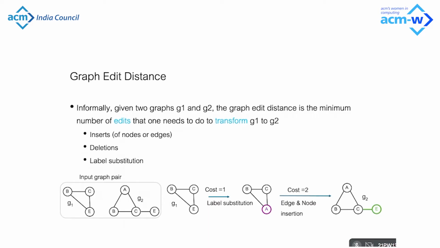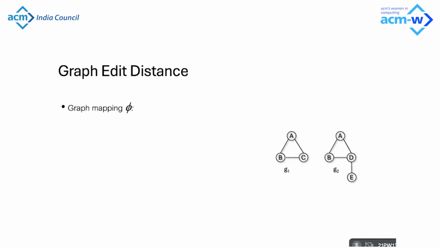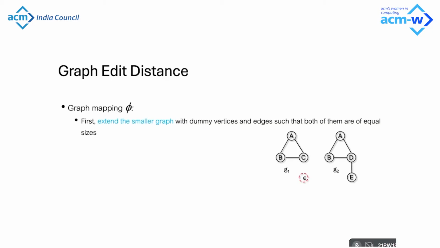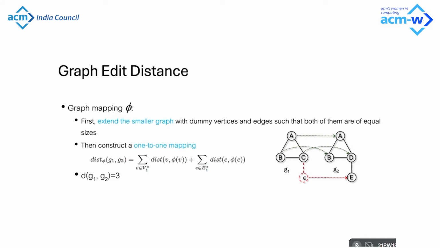A very simple problem. Okay, now how do you actually solve this? How do you find the smallest number of edits that does that? If you have to write a program for this, the first thing is that given two graphs, the graphs can be of unequal sizes. So first you make the graphs the same size. How do you do that? Take the smaller graph and add some dummy nodes. The dummy node here is shown in this red circle called epsilon. You add some dummy nodes so that they have the same size. And then you construct some mapping from graph 1 to graph 2. Any bijection, a 1-to-1 mapping.